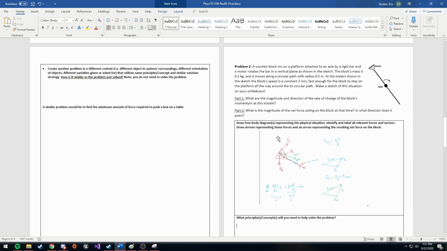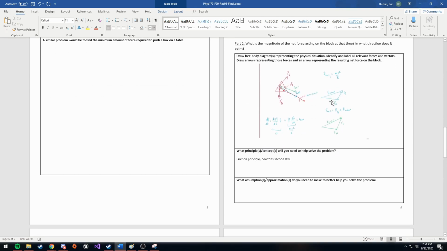Yeah, so principles and concepts. Momentum principle, but I don't know what it's about. I think it's the friction principle. Newton's second law? Are we sure it's the second law? Yes. Okay. Momentum principle. It asks for the momentum at a certain point.